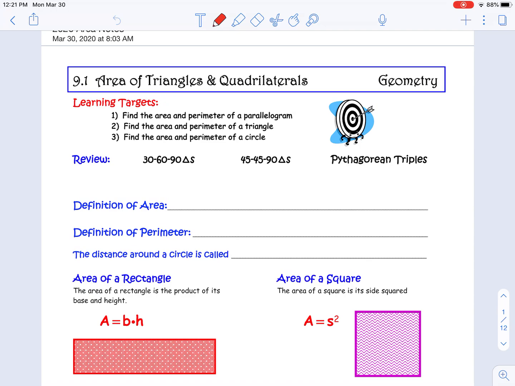With that said, we're going to jump in today and start talking about our new unit, which focuses on area of triangles, or area in general. And today's lesson will focus on area of triangles and quadrilaterals, which are many of the concepts that you've been introduced to in the past.